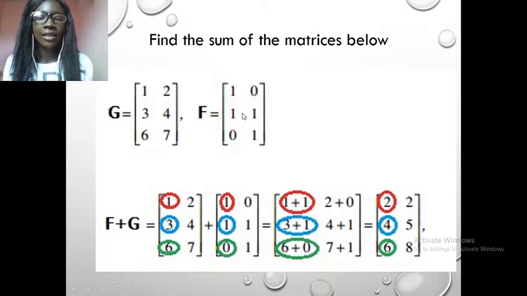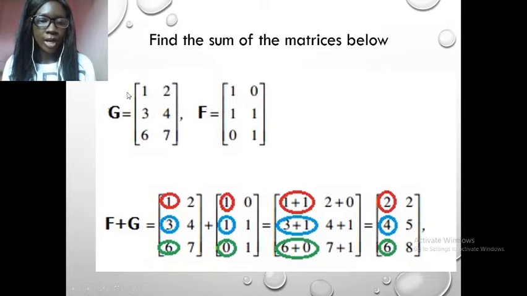Now, like I said in our last class, there are rules that will guide us to add and subtract matrices. The first thing you need to note whenever you want to add or subtract matrices is to check if the matrices have the same dimension. The same dimension means that the first matrix must have the same dimension as the second matrix.